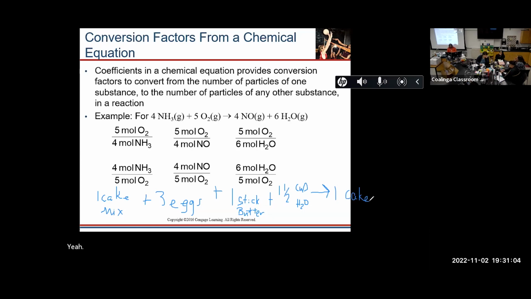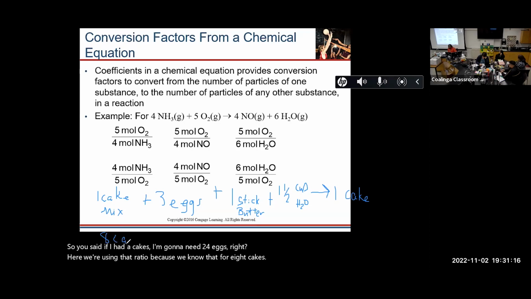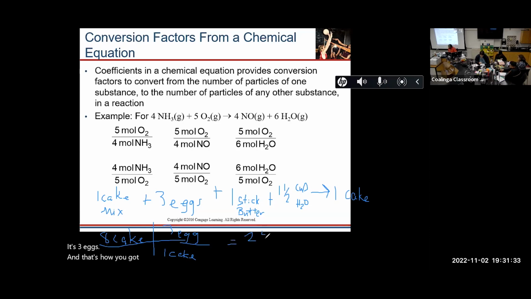Okay, so you said if I had 8 cakes, I'm gonna need 24 eggs, right? Now, here, we're using that ratio because we know that for 8 cakes, we had a ratio: for every 1 cake, it's 3 eggs. That's how you got that, right? Now, this is the same thing with chemistry. Chemistry is exactly the same way. That's why we need that balanced chemical equation, right? Because we're just working on a recipe.